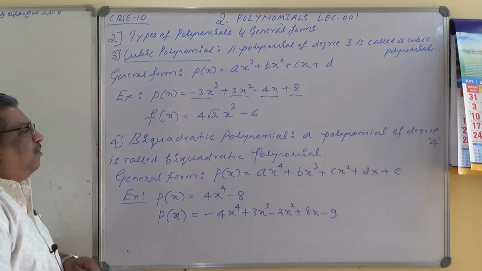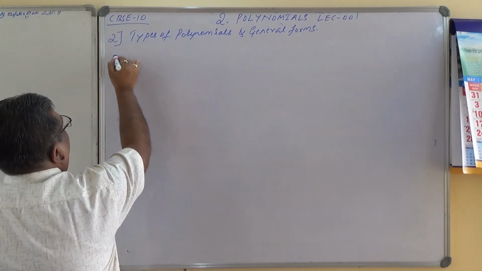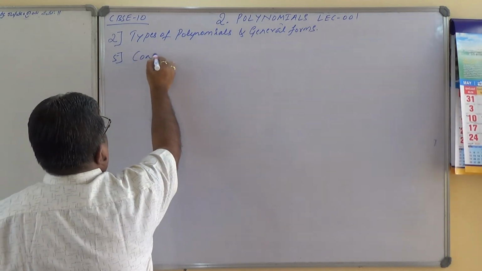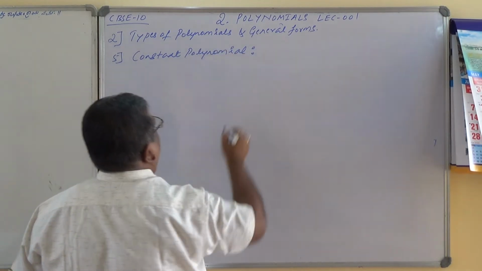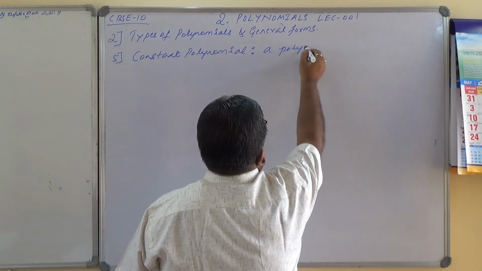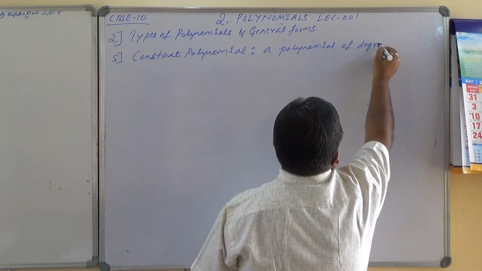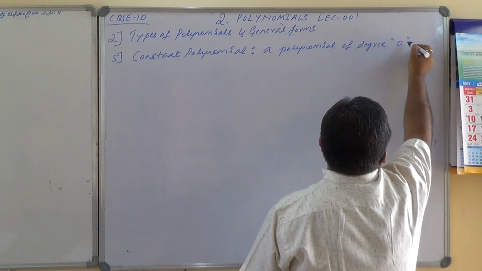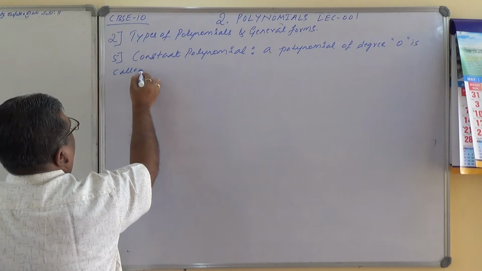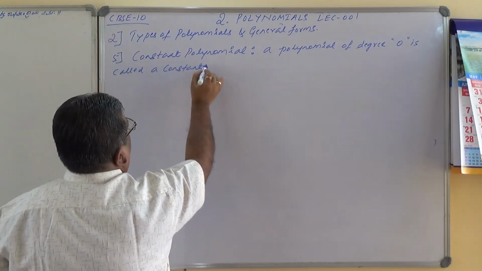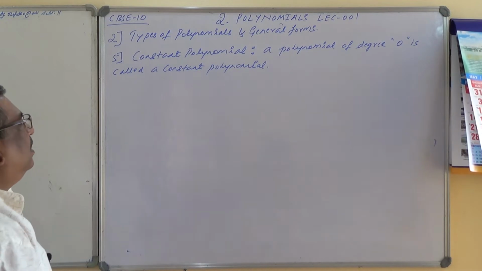So 4 types are over. You note it down. Let me clear the board. Fifth one, it is called constant polynomial. A polynomial of degree 0 is called a constant polynomial.